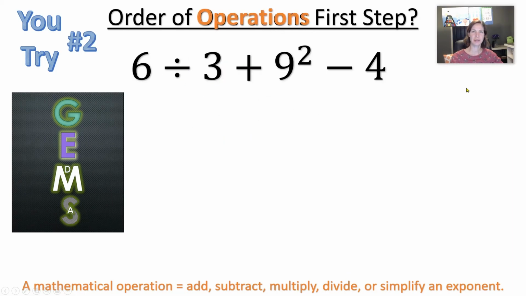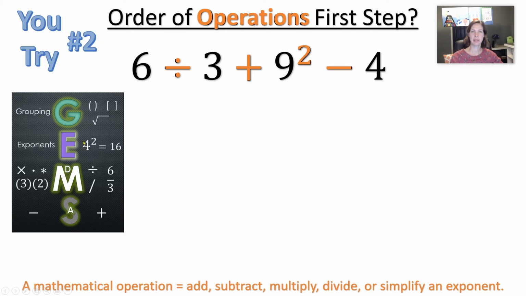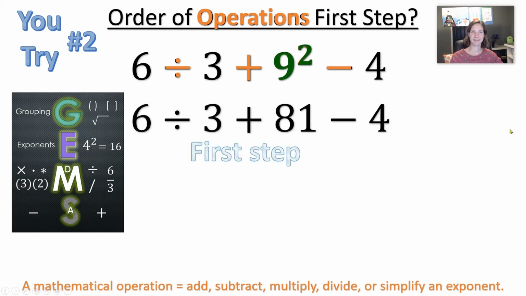You try number 2. What is the first step? In this one, we have division, addition, an exponent, and subtraction. No grouping symbols, but exponents would be the first thing that comes up then. So we need to do 9 squared, and that would be our first step.